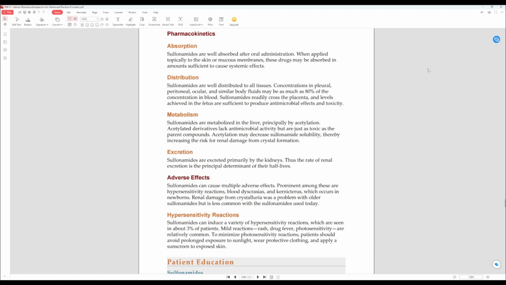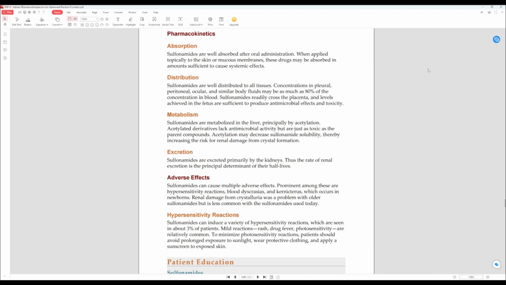Its metabolism. Sulfonamides are metabolized in the liver, principally by acetylation. Acetylated derivatives lack antimicrobial activity but are just as toxic as the parent compounds. Acetylation may decrease sulfonamide solubility, thereby increasing the risk for renal damage from crystal formation.